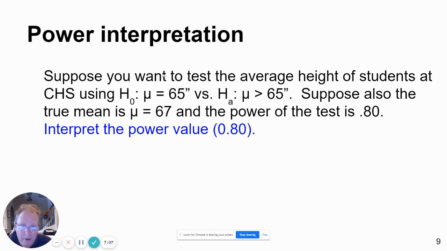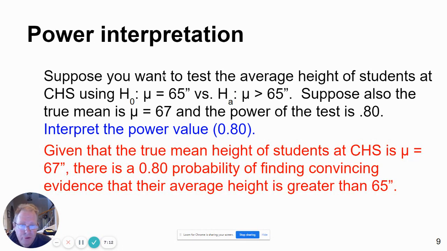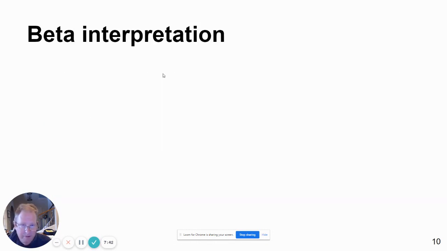So now let's interpret the power value, 0.8. Given that the true mean height of students is 67, there is a 0.8 probability of finding convincing evidence that the average height is greater than 65 inches. So power is conditional, so we have to begin with this given. If the true mean height is 67, there's a probability of 0.8 of correctly rejecting the null hypothesis. Okay, that's the interpretation of power. You are expected to know that.